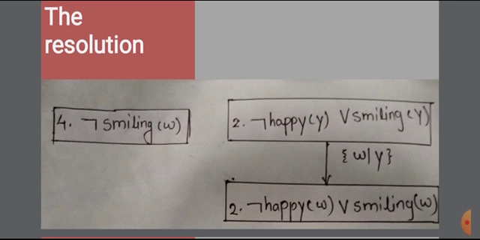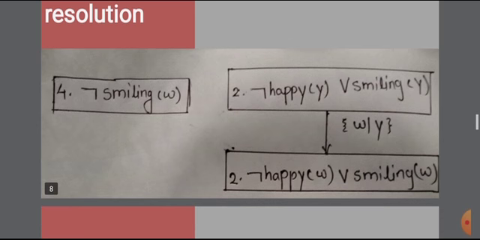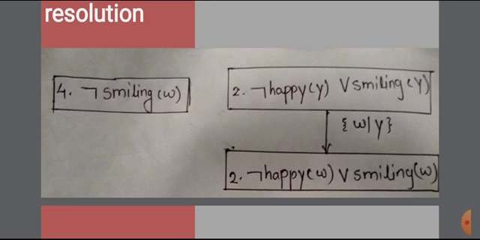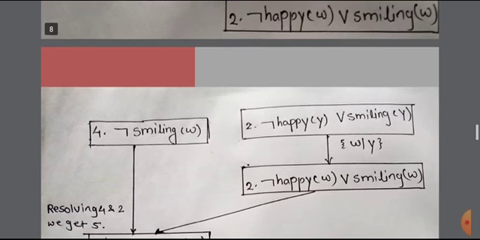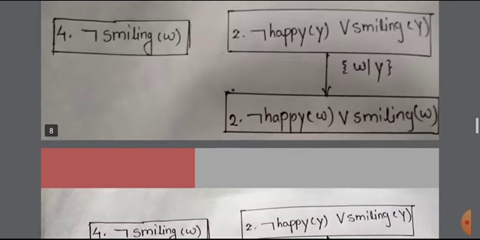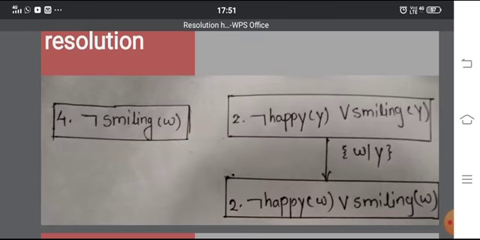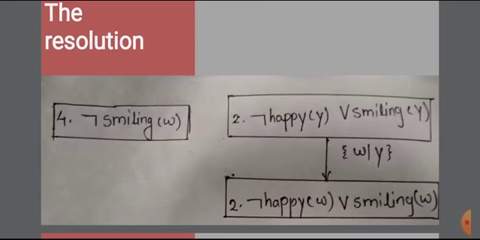After substituting w for y in clause 2, we get the negation of happy of W or smiling of W. Now see, all the variables are the same: clause number 4 has negation of smiling of W, and clause number 2 has negation of happy of W or smiling of W. Now after unifying, we had unified the clauses first.